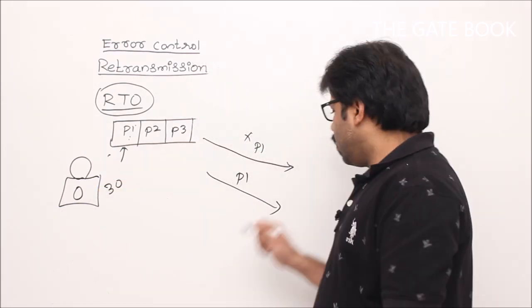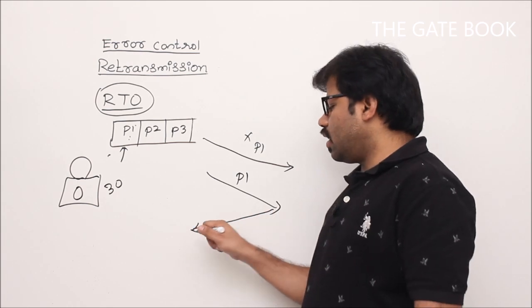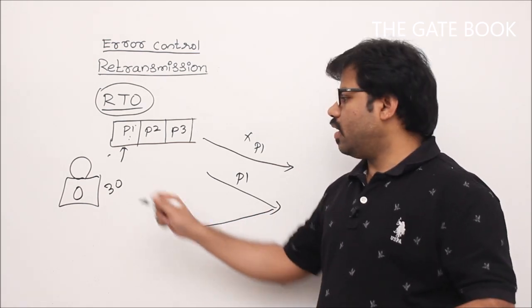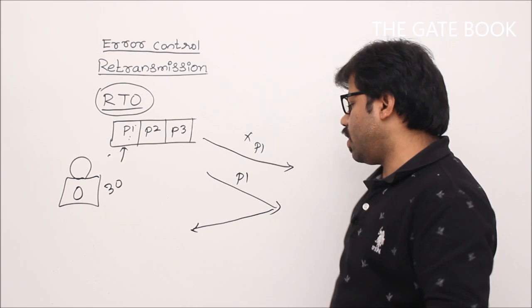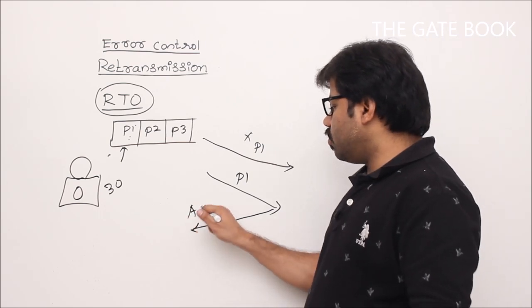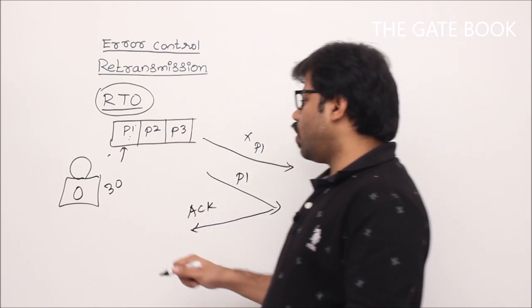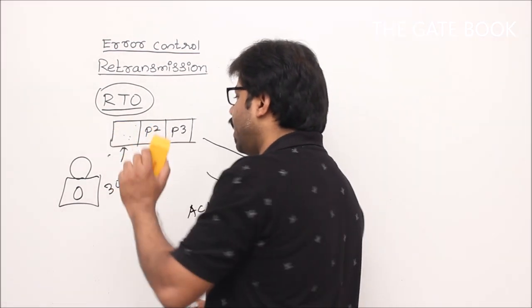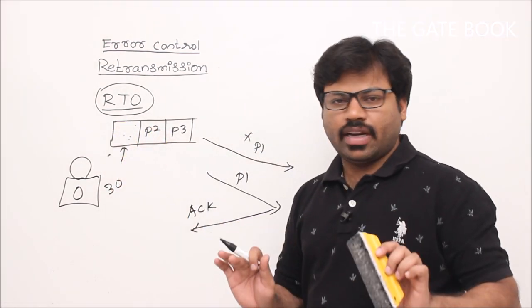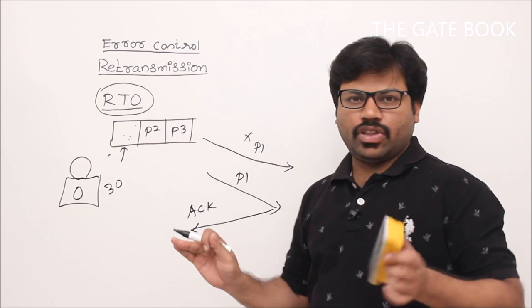Assume that this time the acknowledgement comes in the correct time. If it won't come, then again this will become 0, and we do the same thing. If the acknowledgement comes, then what are we going to do? We simply remove P1. My dear P1, yes, you are finally acknowledged. Then there is no work with you.